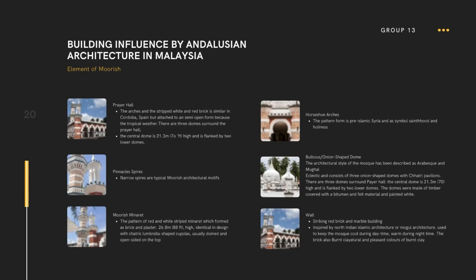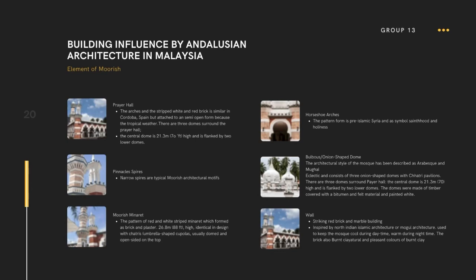Next is the pinnacle spires. The narrow spires are a typical Moorish architectural motif. Next is the Moorish minaret. The pattern of red and white striped minaret is formed of brick and plaster, 26.8 meters, or 88 feet high, identical in design with chhatri, umbrella-shaped cupolas, usually domed and open-sided on the top.